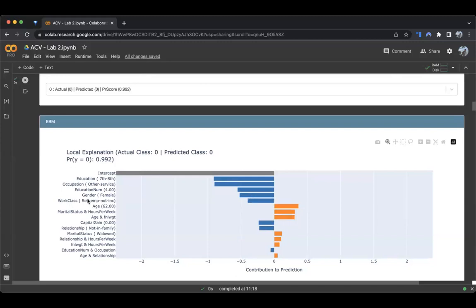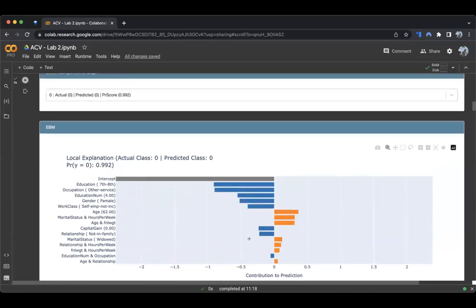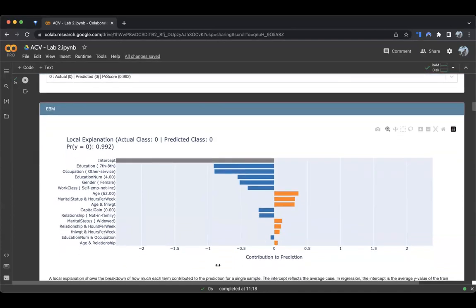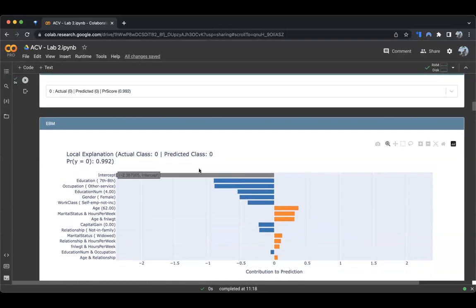Working, self-employed, not Inc. I don't know what this not Inc is, but probably it's a bad thing. Here the age was 62, so she's a pretty old person, and usually old people tend to earn higher than somebody in their 20s. Capital gain, relationship: not in family, which was a bad thing. Marital status is widowed, which is usually a good thing for women, because if your husband has died, at least probably he would have left you some disposable income that you could use. Relationship and hours per week, I don't know what that even means. And here, age and relationship. Oh yeah, this is just a combination of these features. Okay, age and relationship, so that's pretty good.